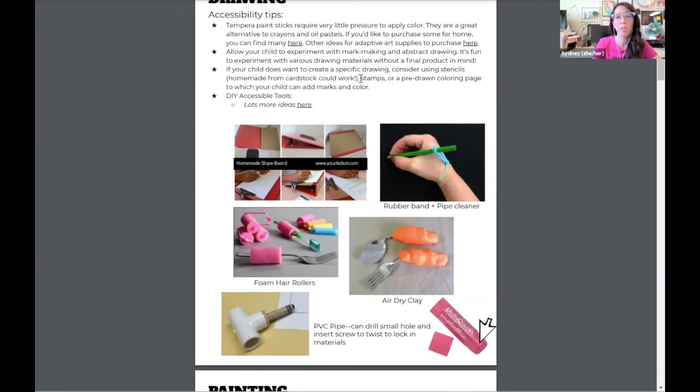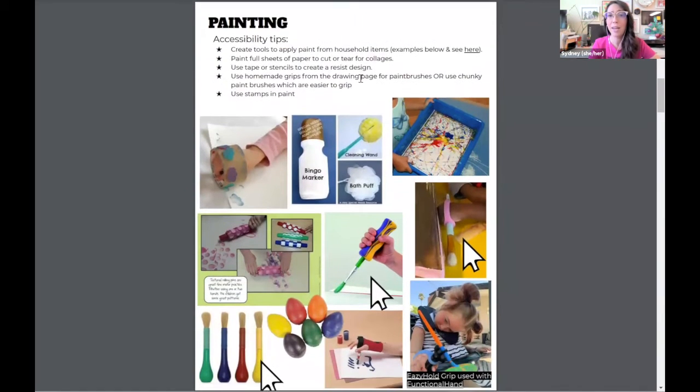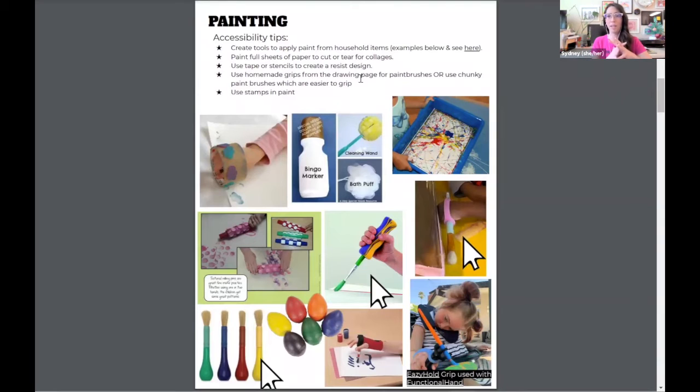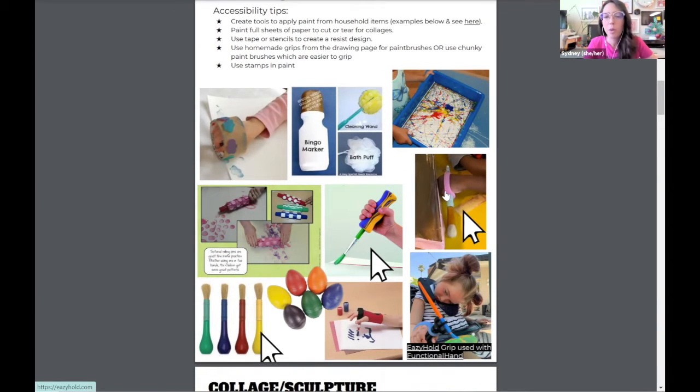You can also provide stamps. Painting Center, I think, has a lot of accessibility options just built in because paint, like those paint sticks, is really easy to lay down a lot of color. There are various grips I have on here. The Easy Hold is a pretty cool grip that actually can hold a supply and attach it to a student's hand.